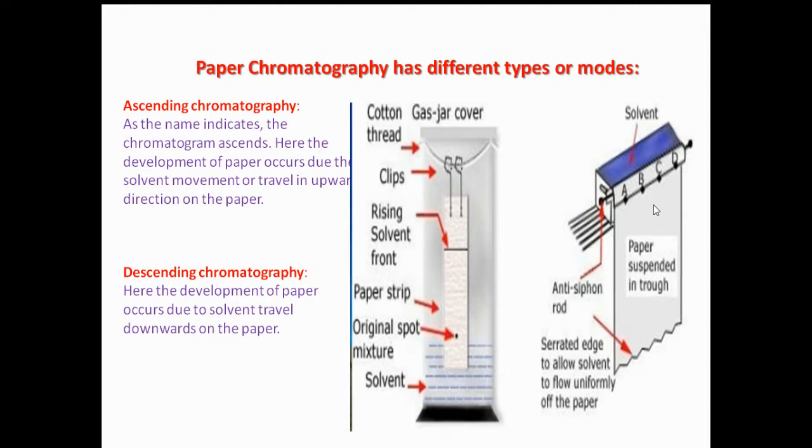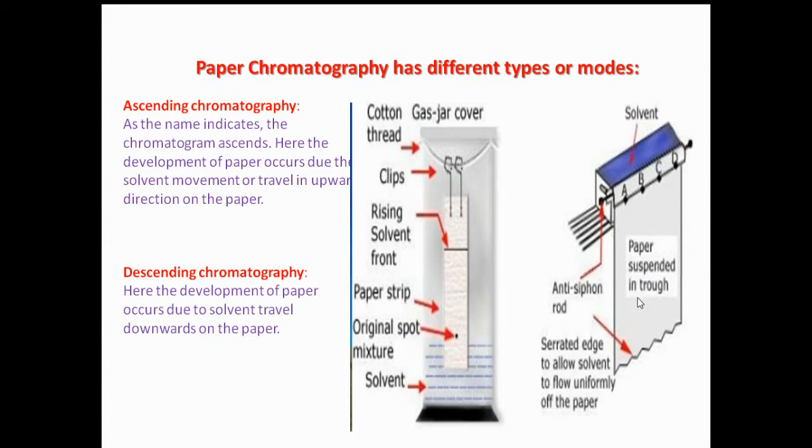On the paper, this is the origin line. On that origin line, we are spotting. Here 4 samples are spotted, A, B, C, D. Those are the spots of the sample on the origin line. And you can see that the edge of the paper should touch the solvent because the solvent has to travel on the paper. Because of capillary action and gravity, the solvent will slowly move downwards. So that is why it is known as descending chromatography.